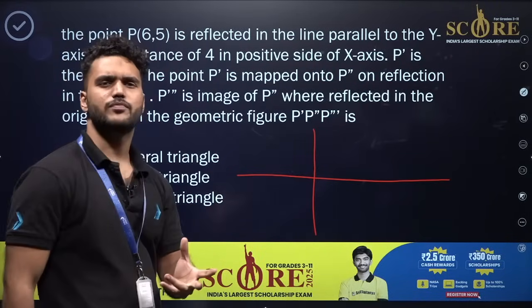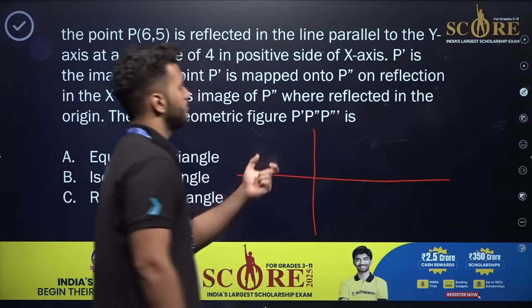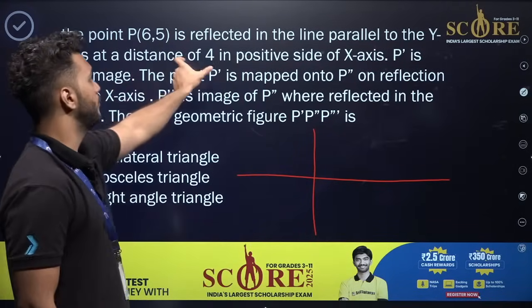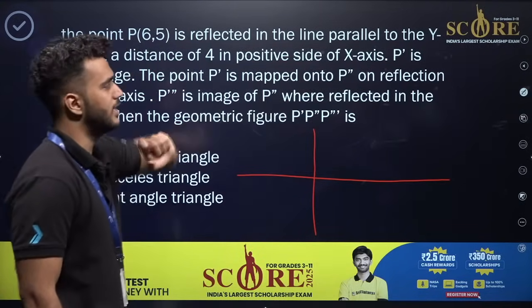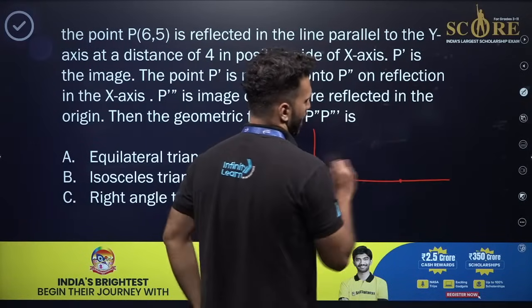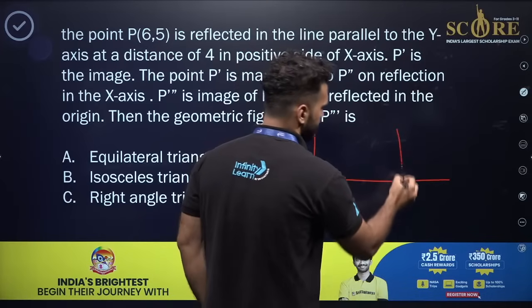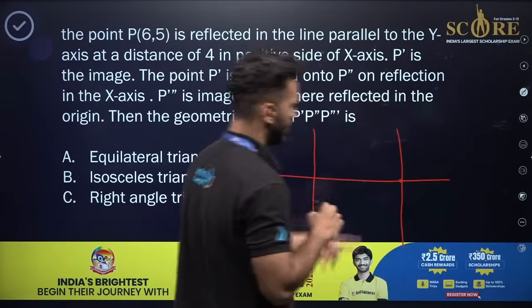Sir, what is the line parallel with the y-axis? Such lines. At what point? Distance of 4 in positive side of x-axis, means 1, 2, 3, 4. Let's say somewhere here. Now I want to make a parallel line with y-axis. This will look like this.